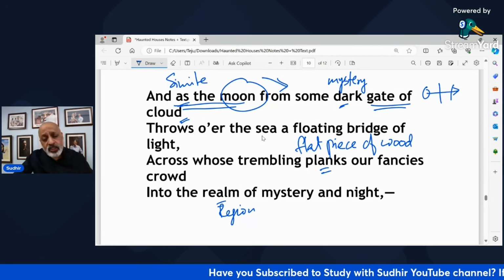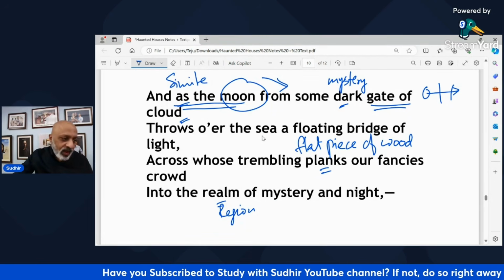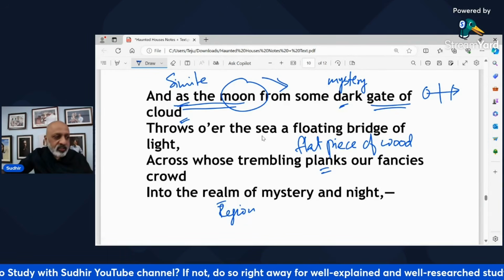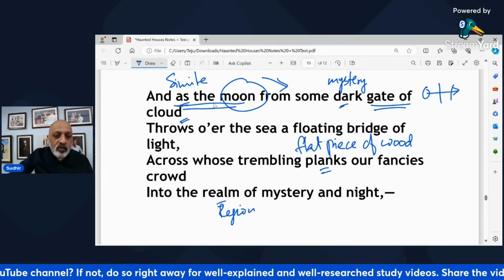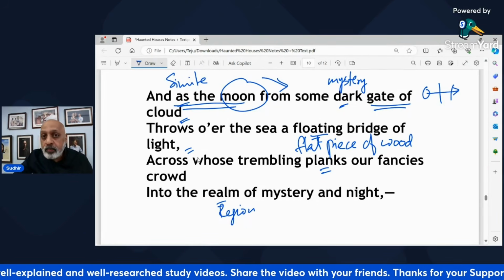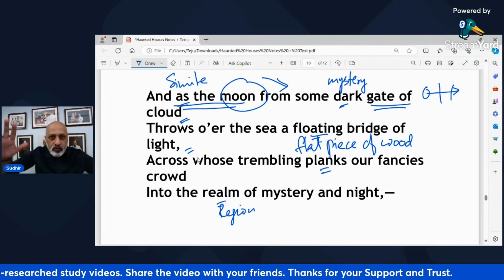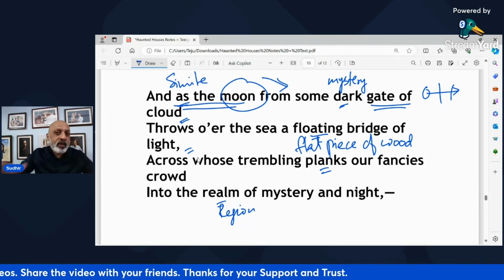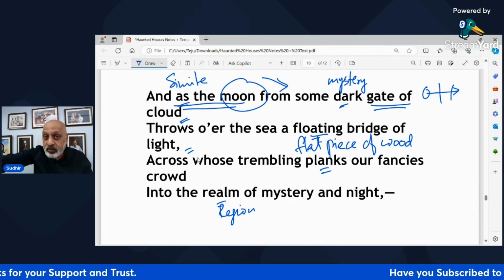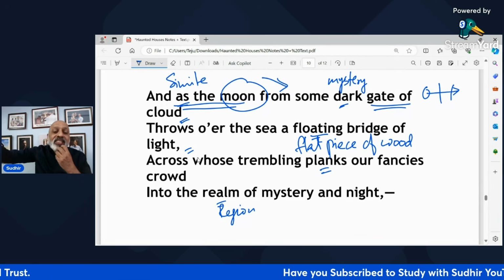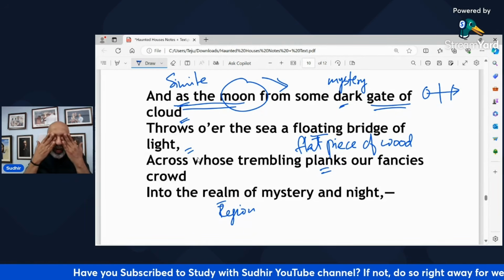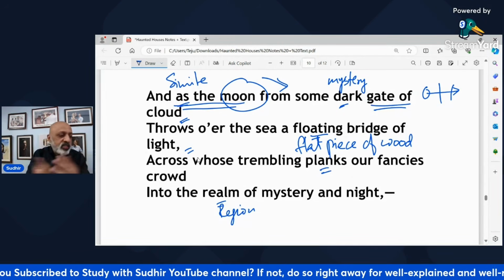So the moonlight is imagined as some kind of a bridge between the physical and the spiritual worlds. It is constructed by light. Moonlight is essentially light, so it's constructed from light, stretching across the sea, a floating bridge of light. Floating again conveys a sense of impermanence, of being very ethereal. The moonlit path is not something permanent. It's not something physically there, but it is creating a sense of a bridge. So the simile is used to create a sense of wonder, mystique and mystery.